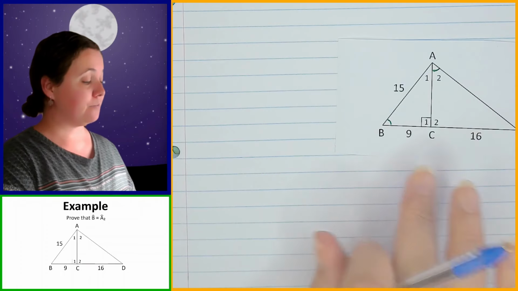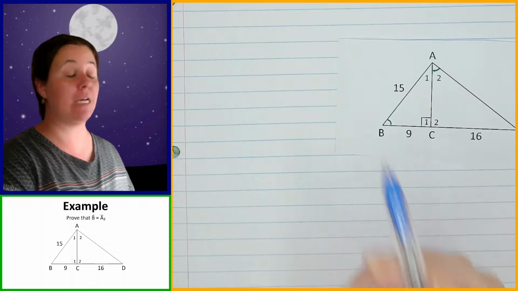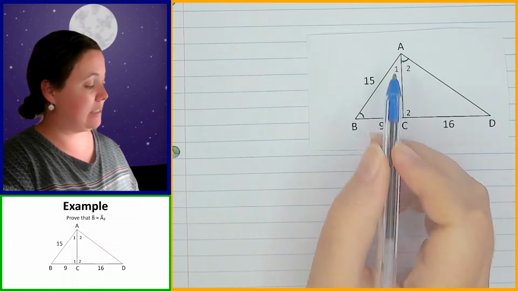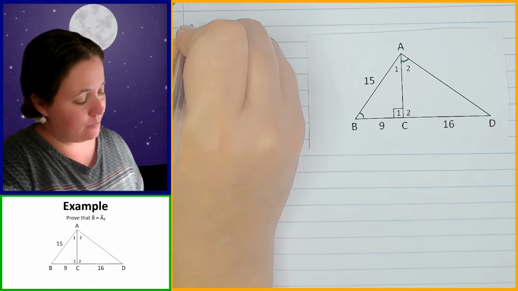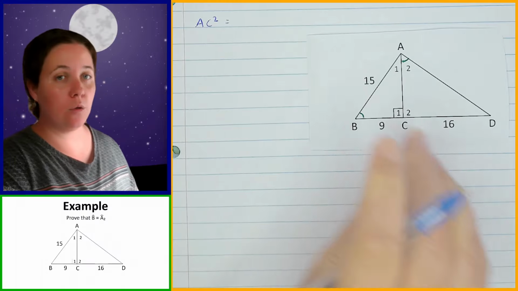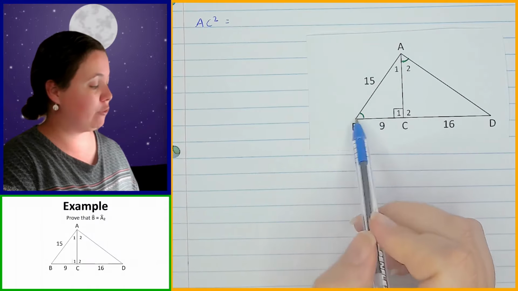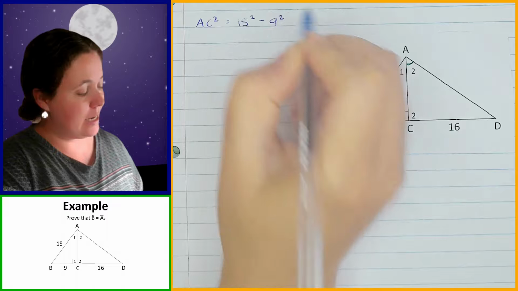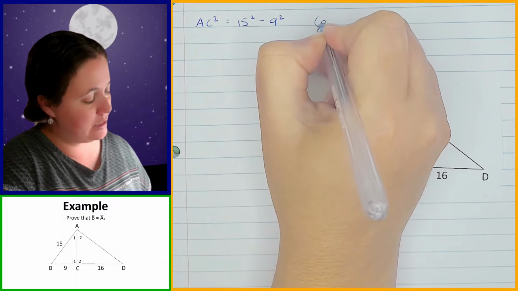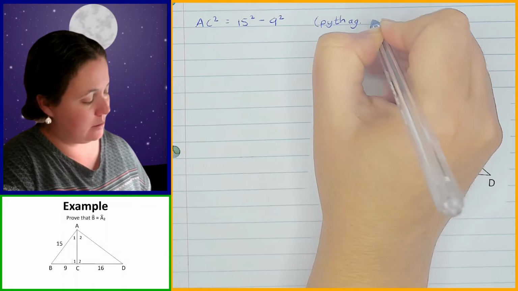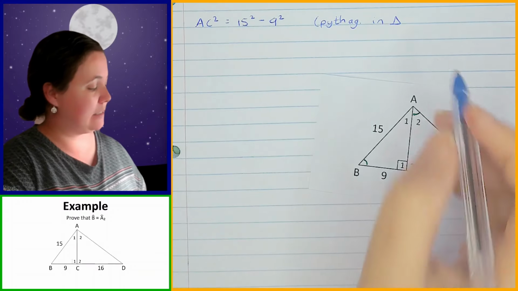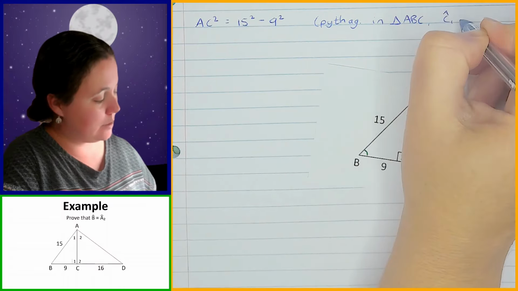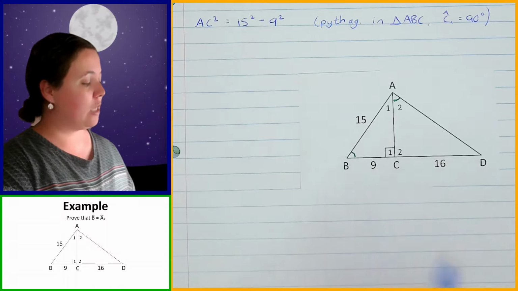So what I need to do now is I need to calculate the missing sides here that I don't know yet. So first I'm going to calculate the length of AC. So I'm going to have in triangle ABC, AC squared is equal to the hypotenuse squared, which is 15 squared, minus the other side squared, which is 9 squared. And the reason I can say that is because of Pythagoras. In triangle ABC with angle C1 equal to 90 degrees.